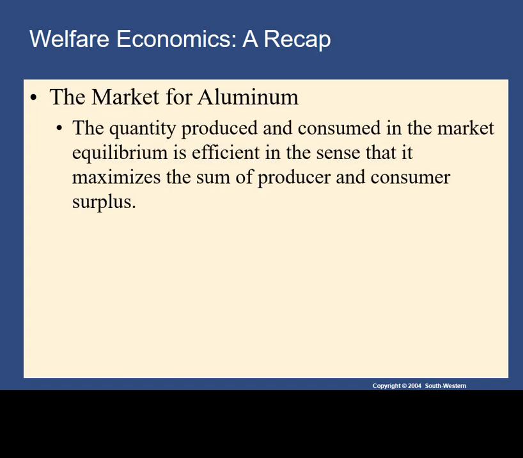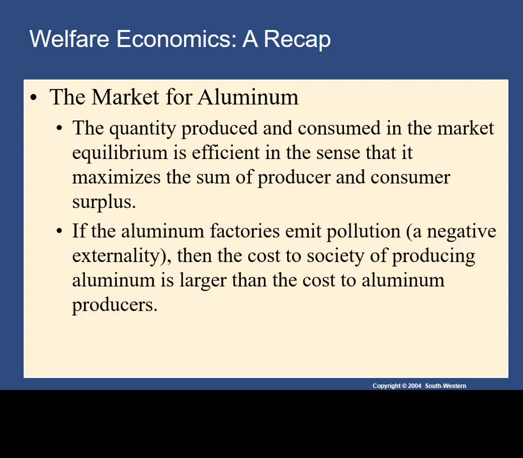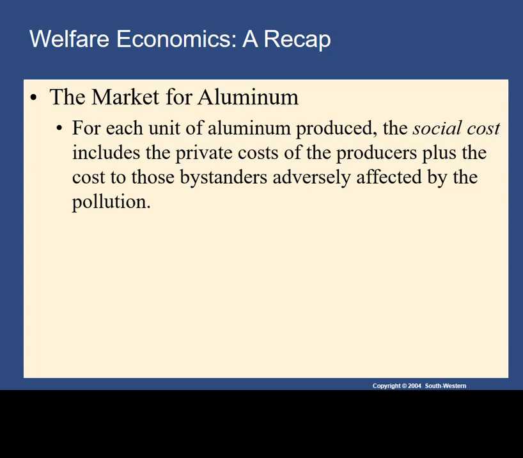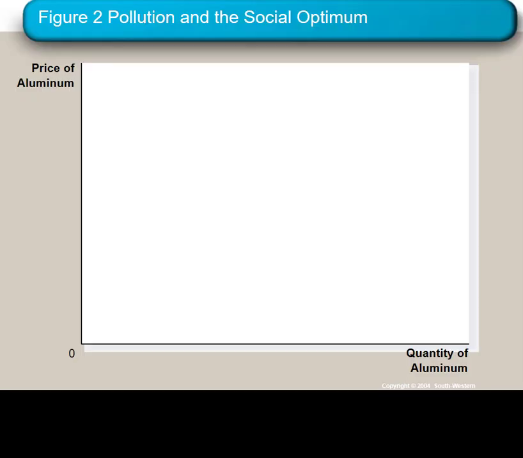So the market for aluminum is a good case because the quantity produced and consumed in the market is efficient in the sense that it maximizes the sum of consumer and producer surplus. But if the factory is emitting pollution, which is a negative externality, then the cost to society of producing aluminum is larger than the cost to aluminum producers. So again, there's smoke coming out, and that's causing an additional cost on society. So for each unit of aluminum produced, the social cost includes all of the private costs of the producer, plus the cost of the pollution to the community that's not the aluminum producer.